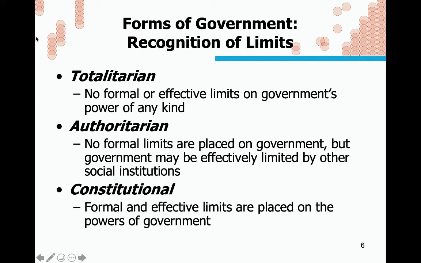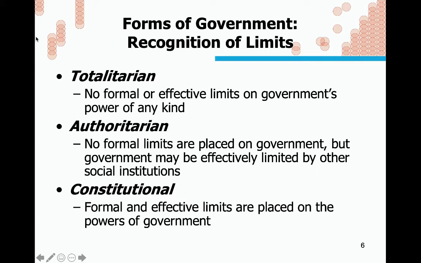Other forms of government, or at least limits to government, what governments can do. We can talk about a totalitarian regime, which again would be like North Korea, where there are really no effective limits on government's power. An authoritarian system where there are no formal limits placed on government, but government can be limited by other social institutions. You can think about, like, say, right-wing dictatorships in Latin America in the mid to late 20th century, maybe limited a bit by the church, but not much else.